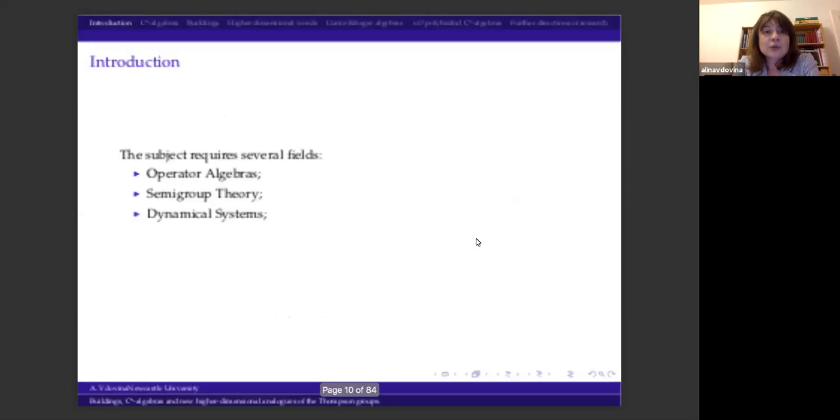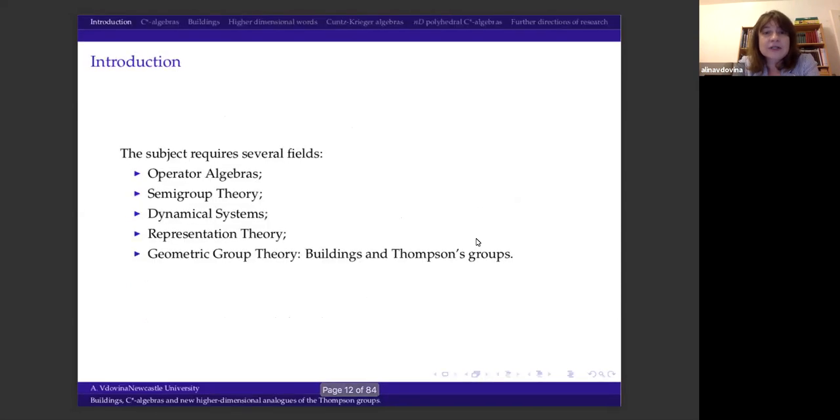What is quite difficult is that the subject requires several fields of mathematics: operator algebras and C-star algebras, then semigroup theory, dynamical systems, representation theory, and geometric group theory, from two fields in geometric group theory: buildings and Thompson's groups. So don't hesitate to ask questions. To give all the formal definitions, one would need a half-year course, but I will just try to give a flavor of the subject.